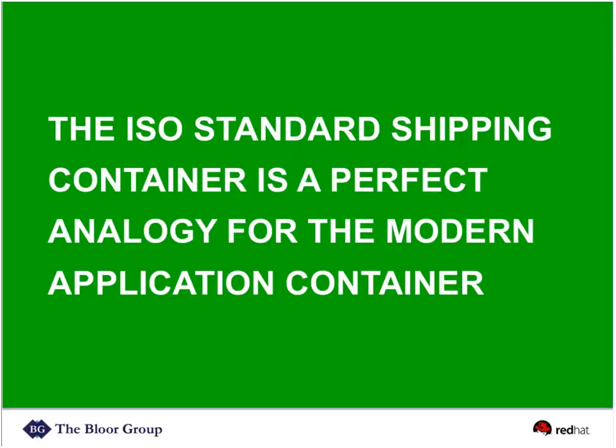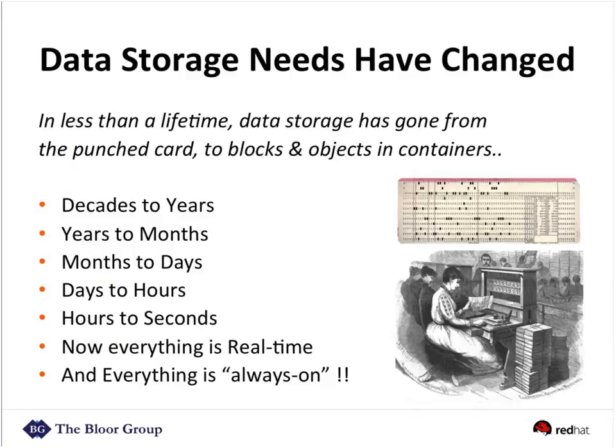So, as our associates from Red Hat outlined, the ISO standard for shipping containers is a perfect analogy for the modern application container. Everything that the shipping container for physical goods did for logistics and transforming the way that things moved around the world, that's exactly what we've seen now in the technology space, in computing and the way applications are developed and the way data is moved around. We've seen this whole concept change very quickly, though, and to put this in context, in less than a lifetime, data storage has gone from something called the punch card to blocks and objects in containers. So think about the speed at which this transformation and innovation has taken place.